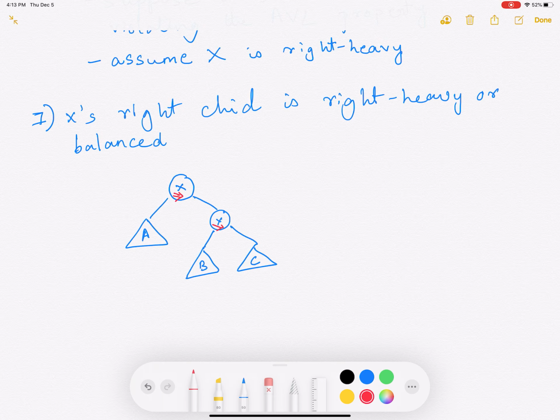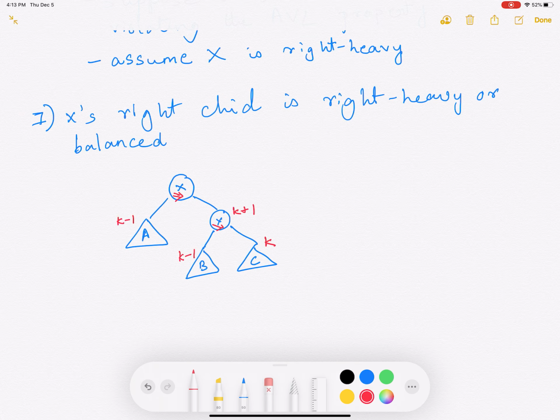Because Y is right heavy, you can assume that C, the subtree, has a height of K, while B has a height of K minus 1. Therefore, Y has a height of K plus 1. Now, X violates the AVL property and it's doubly right heavy. So the height of the subtree A has to be K minus 1, because then the difference is going to be 2.